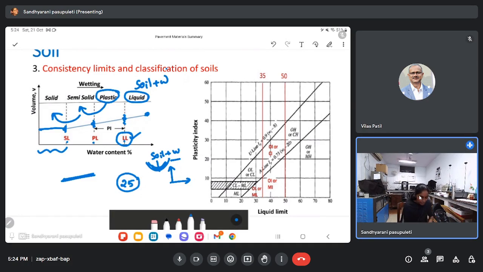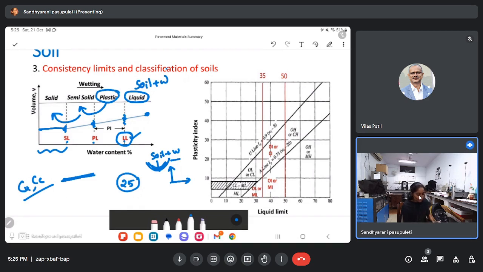Why do we even need to determine these consistency limits? Because we wanted to classify the soils. Based on Cu and Cc values for coarse aggregates, we have already classified them as well graded, poorly graded or uniformly graded, or whether they are gravel, because Cu is greater than 4 and Cc is 1 to 3. If Cu is greater than 6 and Cc is 1 to 3. So based on these values, we have already classified the coarse aggregates.